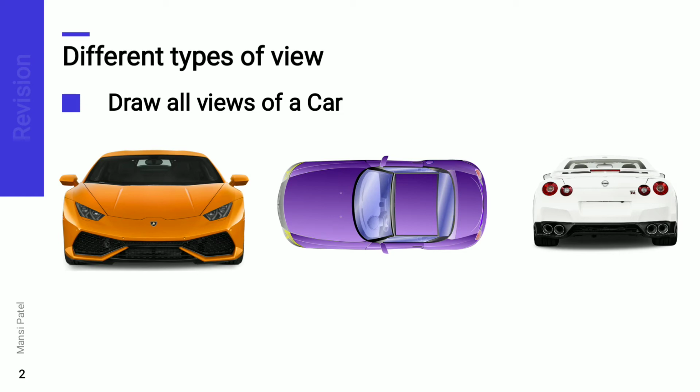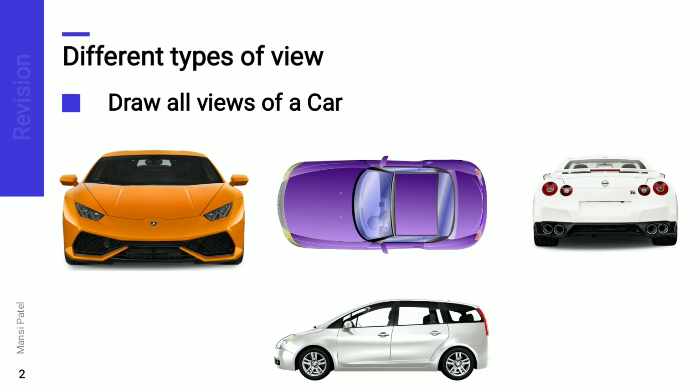Now see, this is the back view. If you stand at the back side of any object, then you can see this type of view. So this is known as the back view. Now this is the side view. If you stand near any object at the side, then you can see this type of view. So this is known as the side view. So these all are the 4 different views of the car.